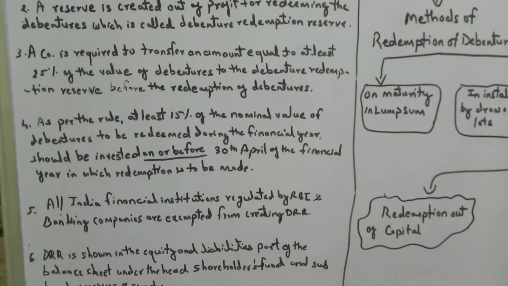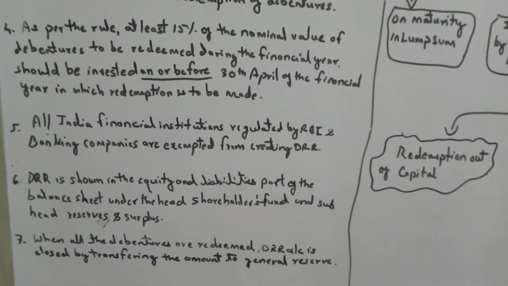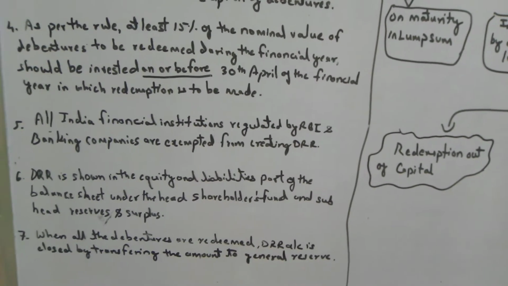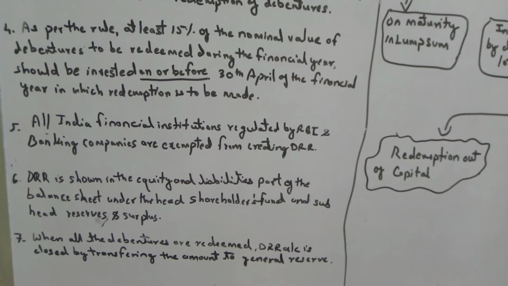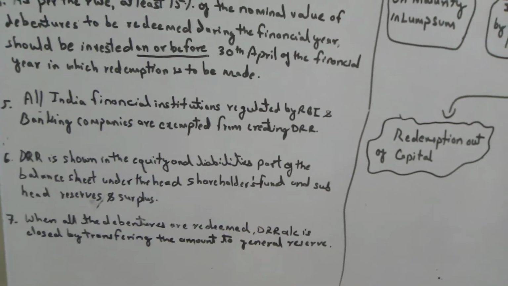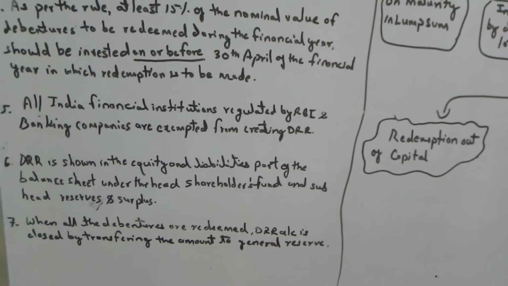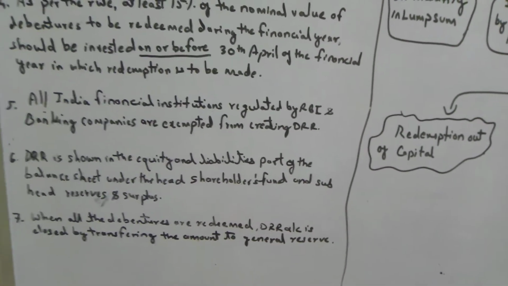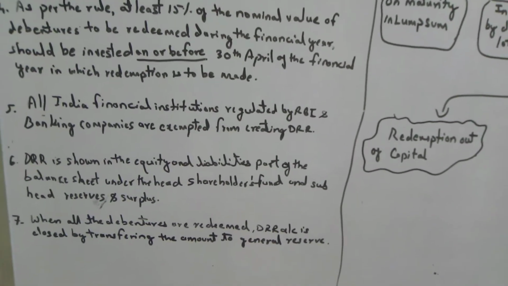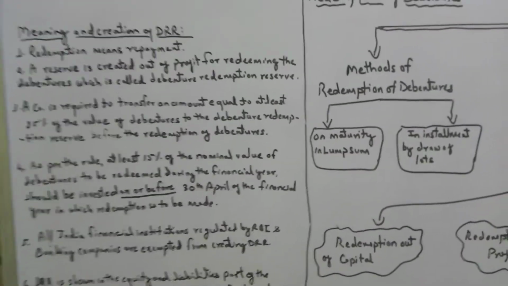Now, DRR, in short for debenture redemption reserve, is shown in the equity and liabilities part of the balance sheet under the head shareholders' fund and subhead reserves and surplus. When all the debentures are redeemed, the DRR account is closed by transferring the amount to general reserve. When debentures are redeemed and if any balance remains, the remaining balance from the DRR account is required to be transferred to the general reserve. So these are the 7 important points which you may note in your copy also.